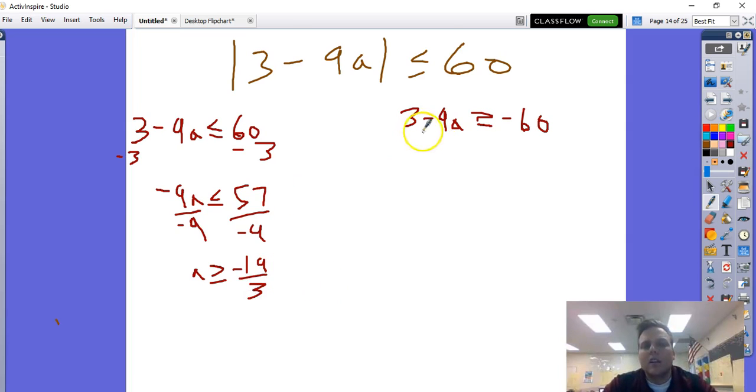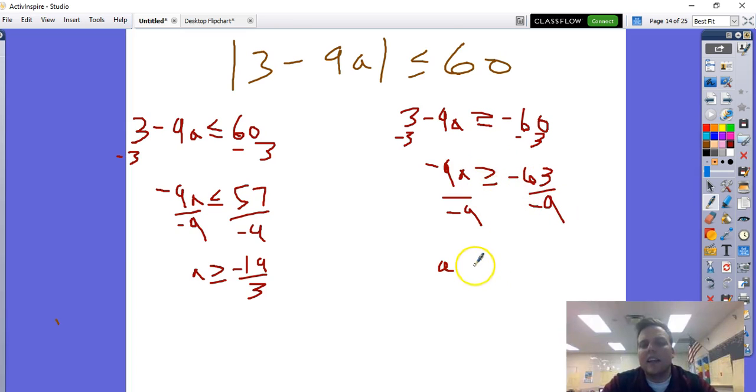Alright, subtract 3 over here, subtract 3 over here. So I get negative 9a is greater than or equal to negative 63. Divide both sides by negative 9. So I get a. Ding, ding, ding. You're dividing by a negative, so you must flip the inequality sign. And that's a is less than or equal to 7.